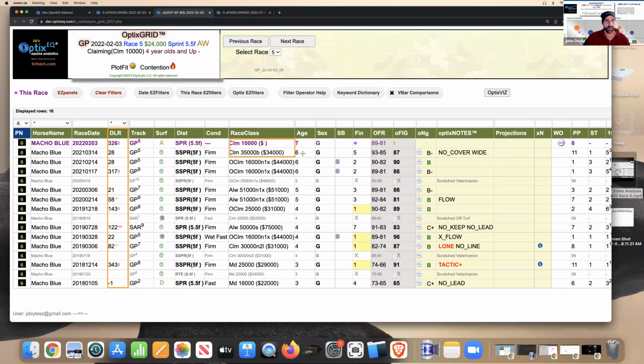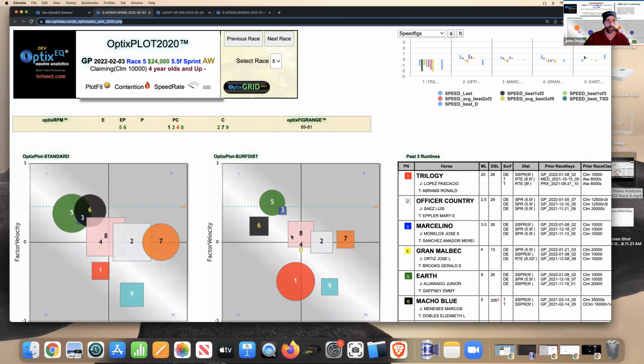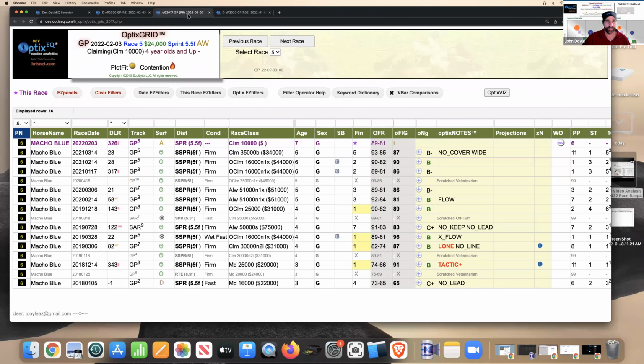He plots kind of equivalent to the 5 on standard, but look at surface distance plot. Let me just go back so that we can see that. If you go back to the plot, you can see he's kind of similar on standard, but look how good his surface distance plot is. That could be a little dressed up. Let me show you why. It's because he has this one race, which was off the turf, and he ran huge, okay, which is way back when he was a 4-year-old.